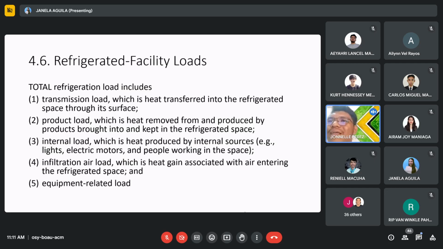Yung mainit na hangin na po na pumapasok sa ating refrigerated space, yun na po ang ating tatawagin na infiltration air load, which is there are other loads po na manggagaling naman po sa ating other pang equipment related na loads. So, yun lang po. Next slide po.